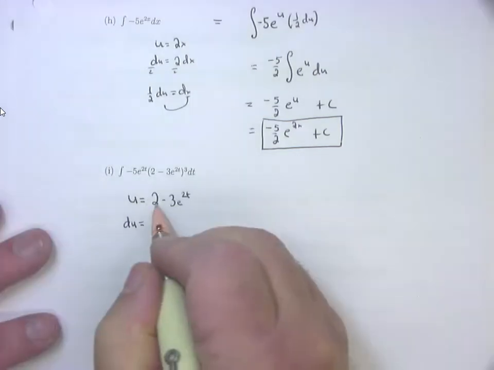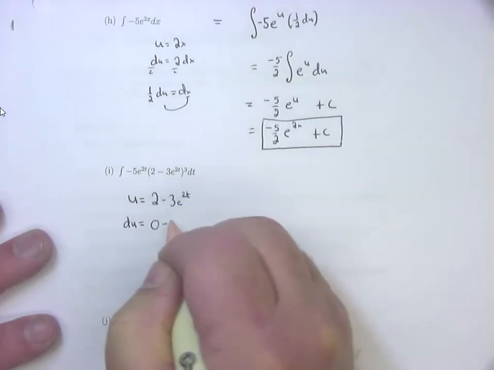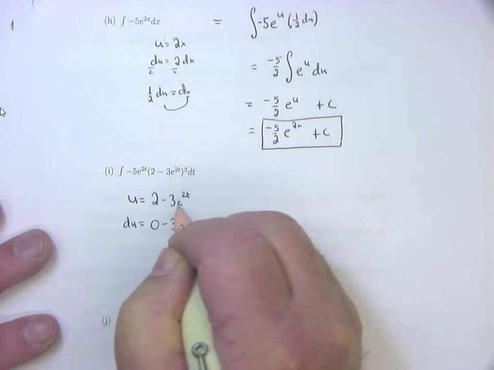Well, the derivative of 2 is going to be 0 because it's a constant. Minus 3 is a constant. It holds over. What's the derivative of e to a function?